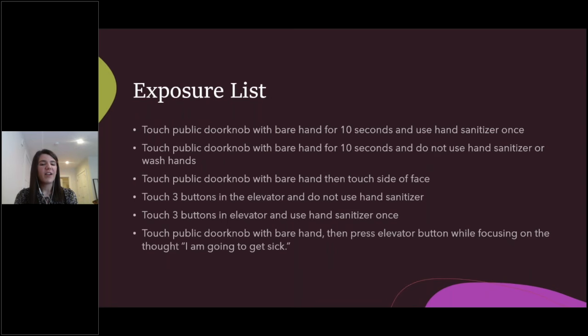Touch 3 buttons in the elevator and do not use hand sanitizer. Touch 3 buttons in the elevator and use hand sanitizer once. Touch a public doorknob with bare hand, then press the elevator button while focusing on the thought, I'm going to get sick. So there can be a lot of variation here in what you do with these exposures.